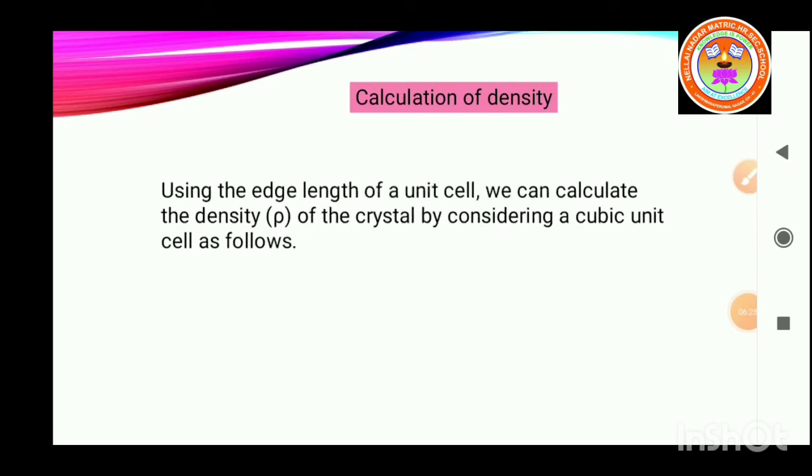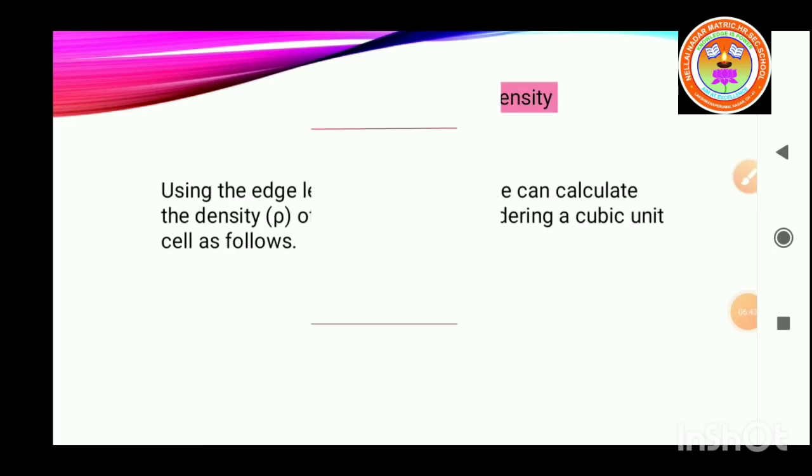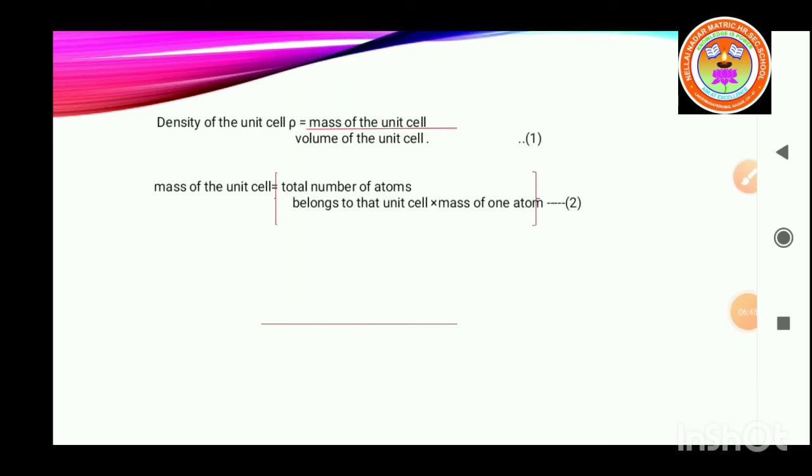The next topic is calculation of density, using the edge length of the unit cell. Edge length means what? That is a, b, c, isn't it? So, using the edge length of the unit cell, we can calculate the density of the crystal by considering a cubic unit cell. What is the formula to calculate the density of the unit cell? Rho is equal to mass of the unit cell divided by volume of the unit cell.